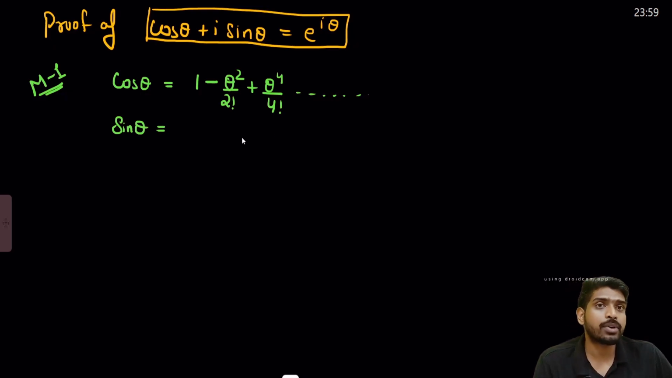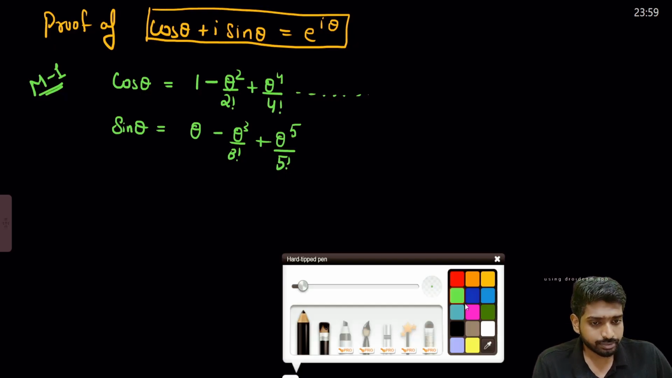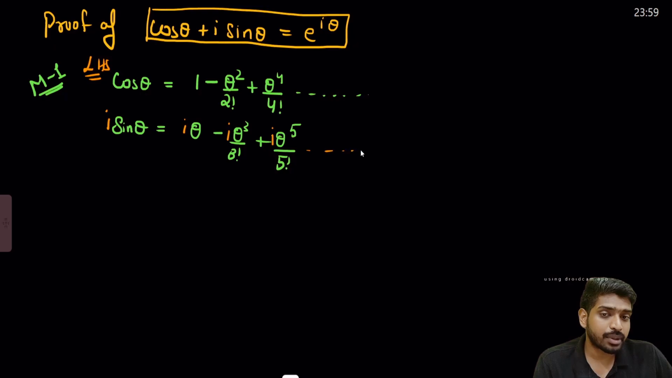All the odd power terms will come. Odd power terms means first I'll get theta, next minus theta cube by 3 factorial plus theta to the power 5 by 5 factorial. Got it? Now we'll put this in the left hand side. In the left hand side they give cos theta plus iota sin theta. When I multiply iota here, I'll get iota theta minus iota into theta cube by 3 factorial plus iota into theta to the power 5 by 5 factorial and so on.